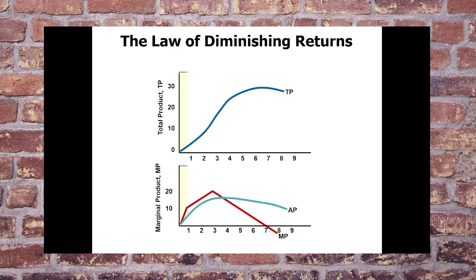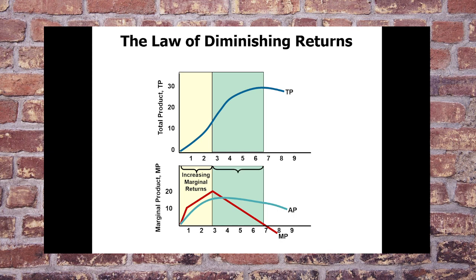So we have 3 graphs here. Up on top we have the total product curve, and on the bottom we have the average product curve and the marginal product curve. All 3 curves in the beginning, up to 3 units of labor, are in what's called increasing marginal returns. That means that the total product curve slope is increasing. Each worker is bringing me more than the last worker. The marginal product is also increasing, and the average product is increasing, till we get to about the third worker, and then look what happens.